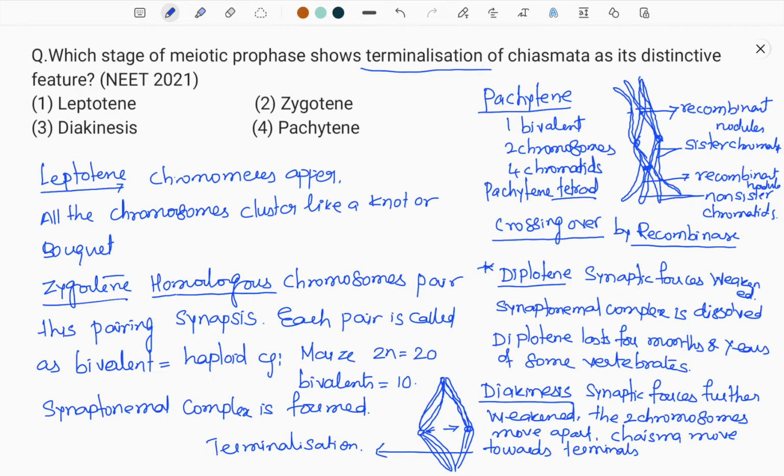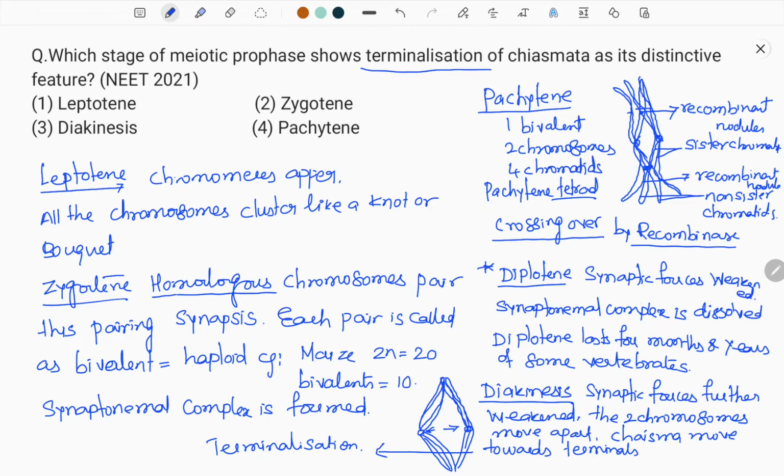Remember, questions can be framed like: bouquet stage is formed in leptotene. Synapsis takes place in zygotene. Synaptonemal complex is formed in zygotene. Bivalents are formed in zygotene. Tetrads appear very clear in pachytene. Recombination nodules are formed in pachytene. Crossing over or genetic recombination takes place in pachytene. The involvement of recombinase is seen in pachytene. And the synaptonemal complex is dissolved in diplotene.